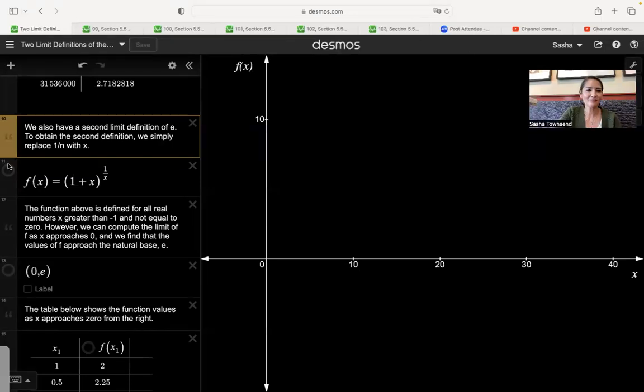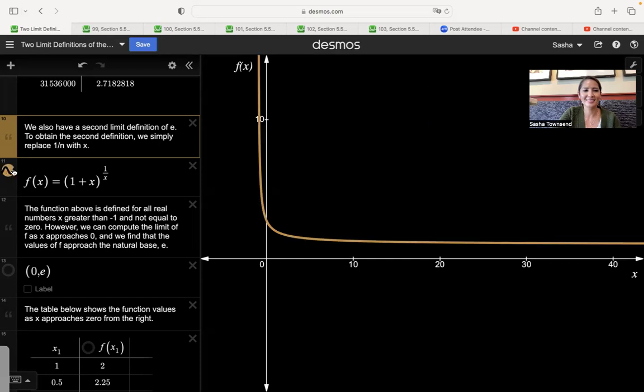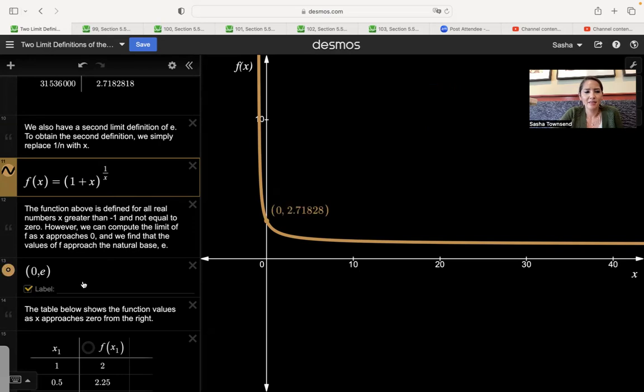So this is our function. And we can see that it's well-defined for x greater than some particular number. It turns out that that number is -1, as we'll see in a bit. But we can compute the limit of this as x approaches 0. And we've already done that by hand.